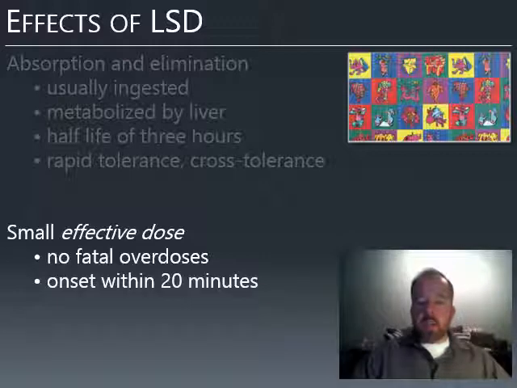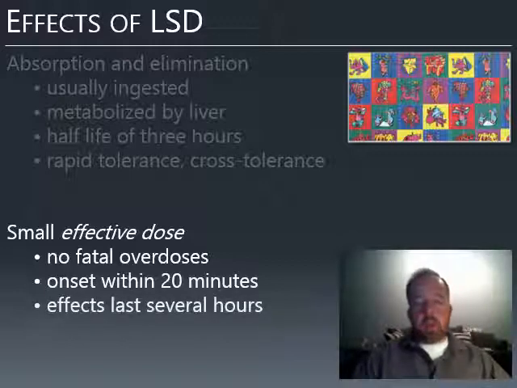The onset of the effects is usually within 20 minutes. So it's relatively quick acting, especially for something ingested. Remember, when marijuana is ingested, it takes about 90 minutes to take effect. But here, the onset is within 20 minutes or so, and it can last for several hours. And again, this depends on how much is taken.